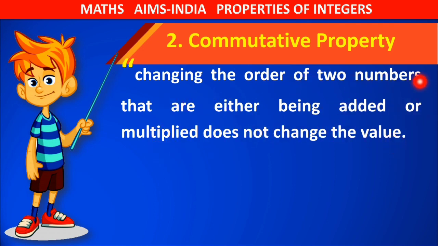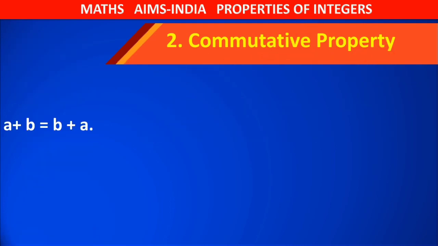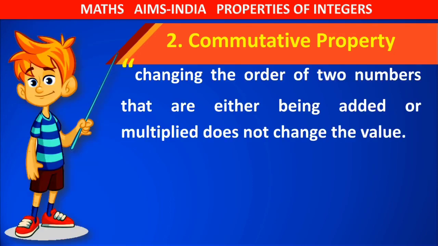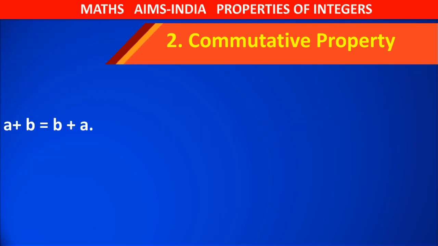Changing the order of two numbers that are either added or multiplied does not change the value. Here, they are specifically mentioning added or multiplied because, among integers, only addition and multiplication satisfy the commutative property. But we'll check all the operations and find out whether each mathematical operation follows the commutative property or not. What did they say? They said that changing the order of the numbers should not change the result.